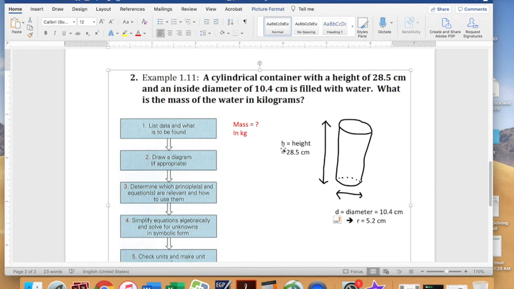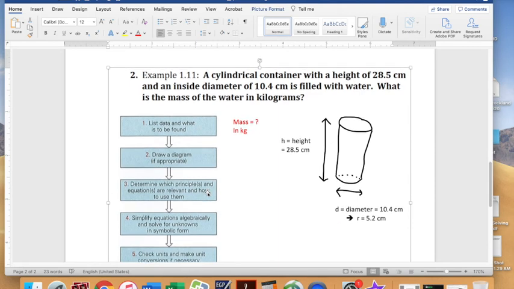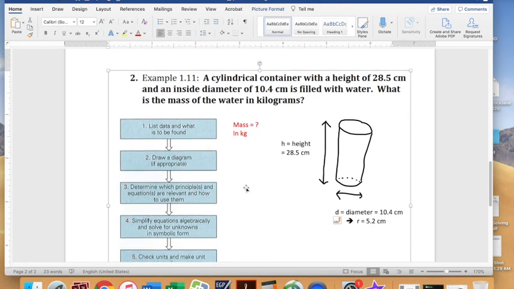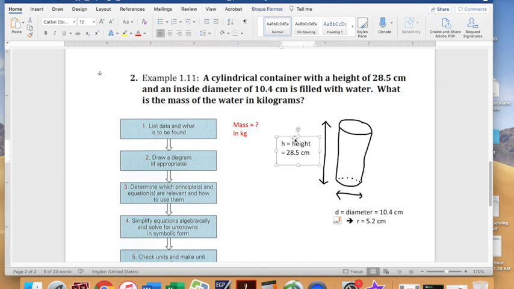But those are our givens. We have our first two steps done. We're looking for mass in kilograms, which we'll use the letter M. And then we have height and diameter. Therefore, we have radius, right? Radius is half the diameter. So I'm kind of skipping steps too, you know. But even as I'm skipping steps, there's a lot of steps that we have to do with a problem like this.